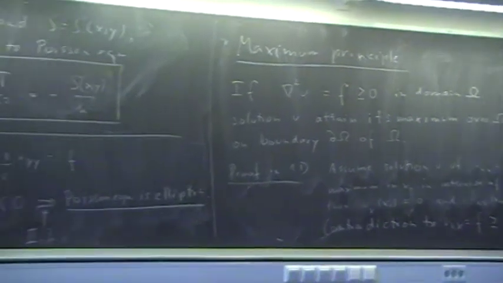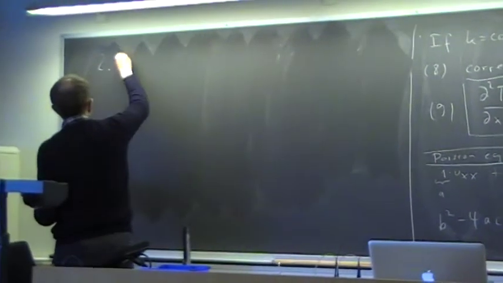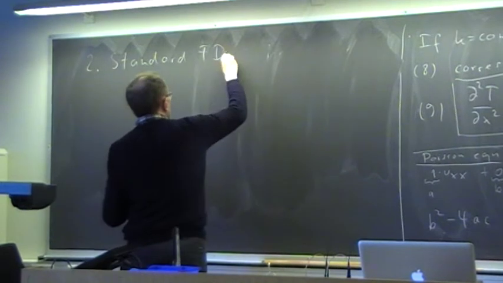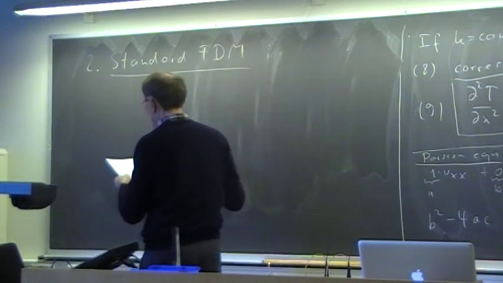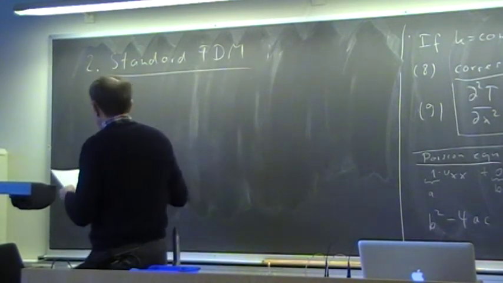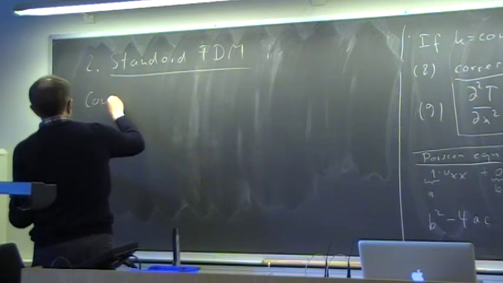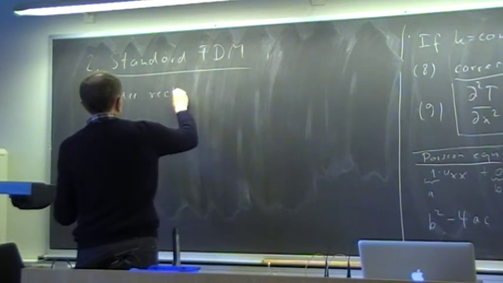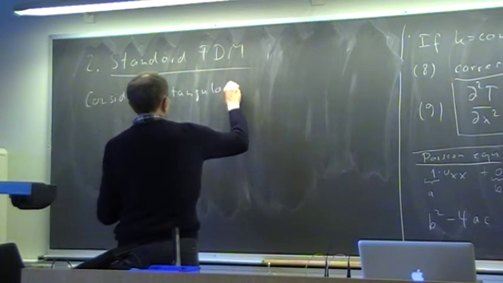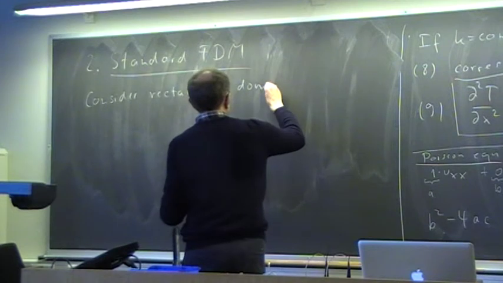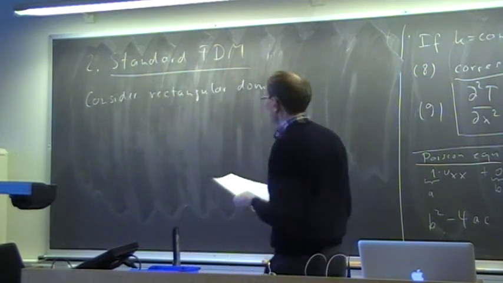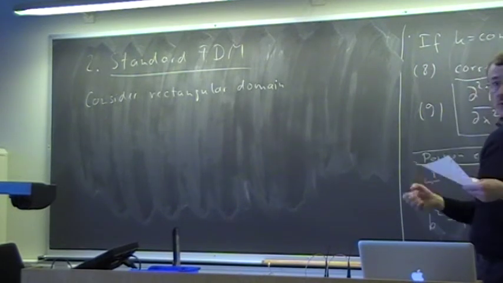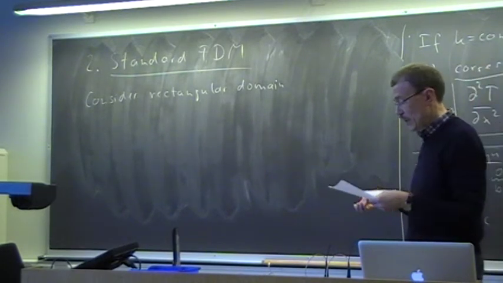And we shall use the standard finite difference method. We consider for our discussion here a rectangular domain. If we don't have a rectangular domain, then we would have to do a transformation such that we get a rectangular domain, and then we can use the arguments.